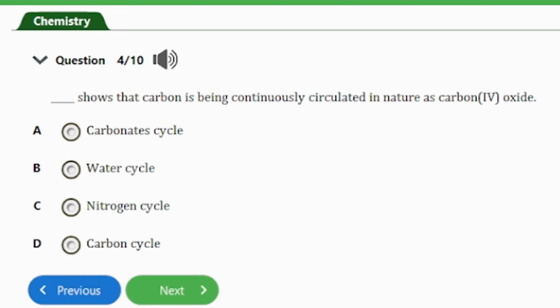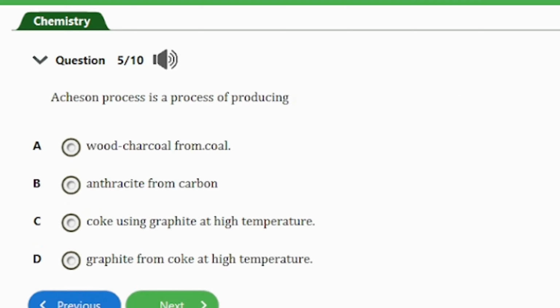Question number 4, it says, what shows carbon is being continuously circulated in nature as carbon dioxide? A. Carbonate cycle. B. Water cycle. C. Nitrogen cycle. And D. Carbon cycle. So guys, the answer to this question is option D here. So the carbon cycle shows that carbon is actually being circulated continuously in nature as carbon dioxide. So that's it for that question. Let's consider the next question.